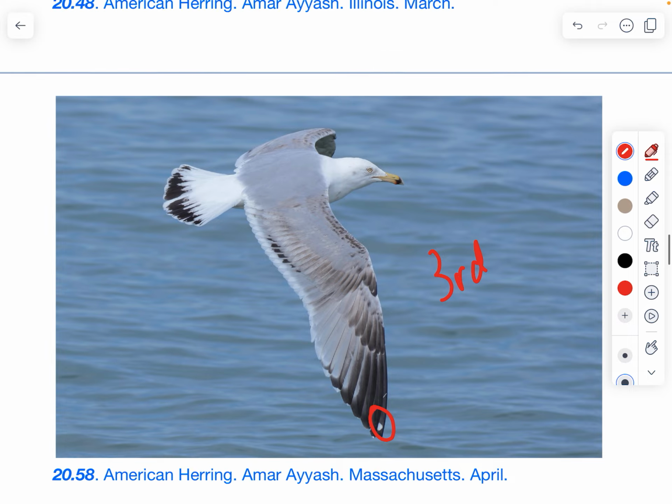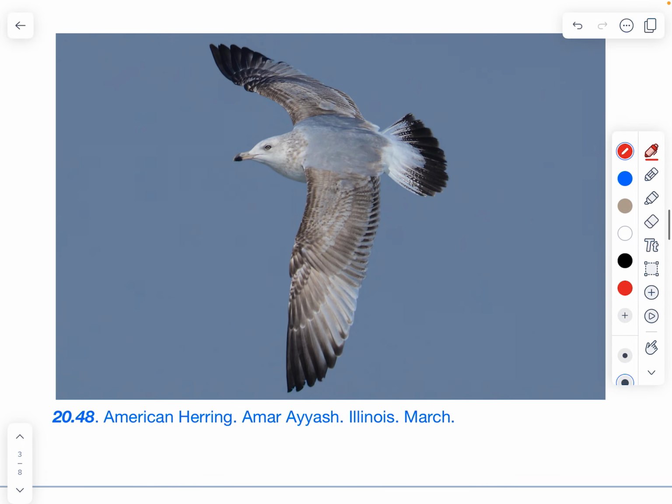Back to this individual here. Again, I'm not seeing any broad white tips to these flight feathers. I'm not seeing adult-like gray centers. And so in March, the gray back on a perched bird might give you the impression of a second cycle. And so a bird like this you would want to see an open wing for.